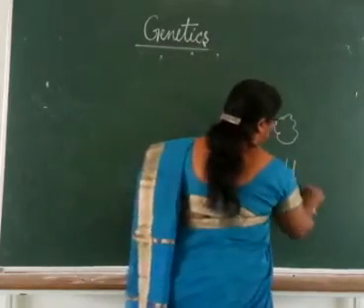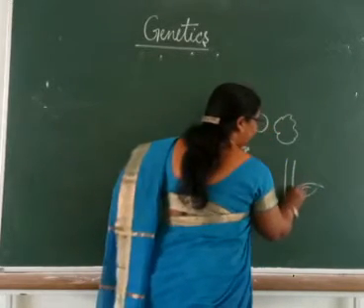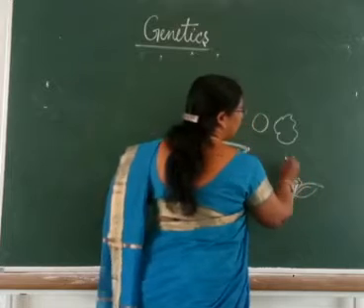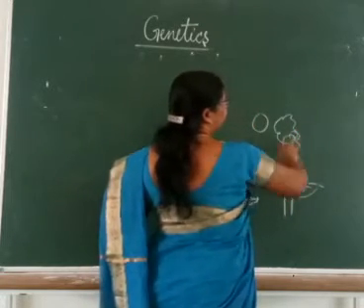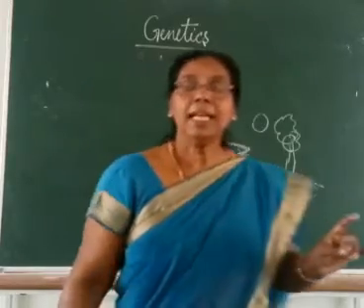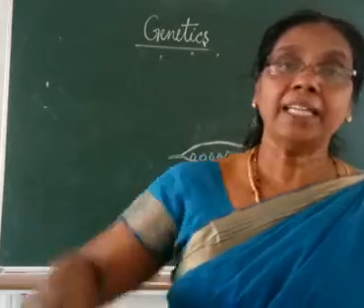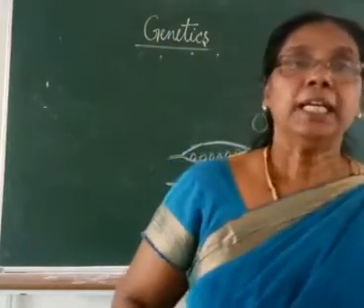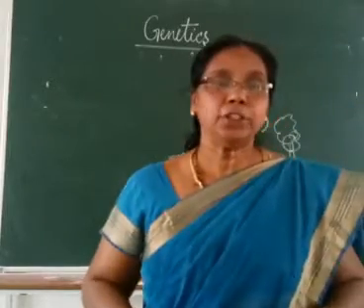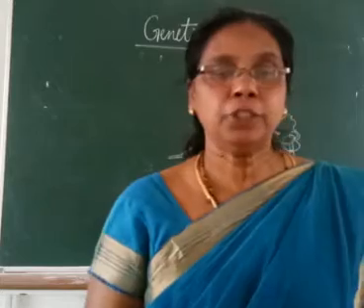This is the stem and this is the leaf. Axillary means the flower comes from here. Terminal means the flower comes at the end region, so it is called terminal. Flower position is axillary or terminal. And again, plant height is tall or dwarf. Dwarf means short.